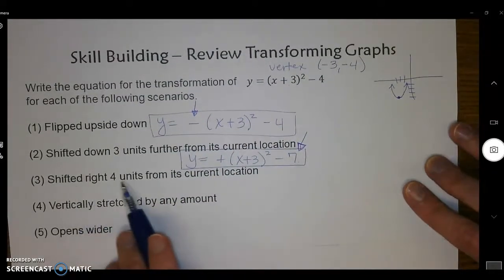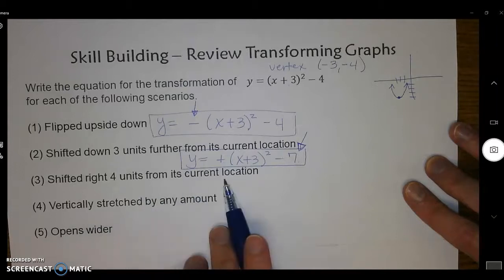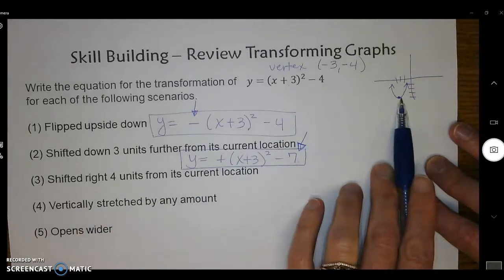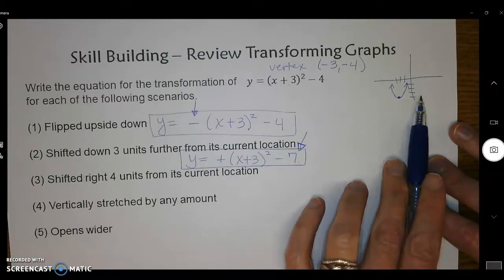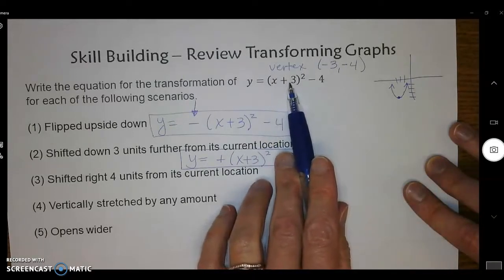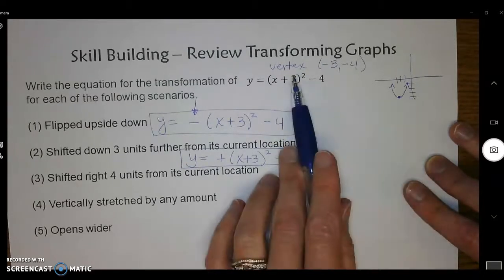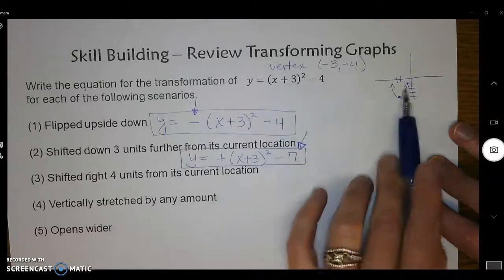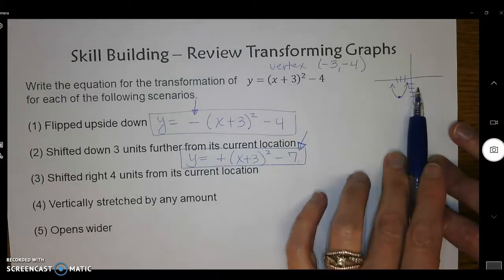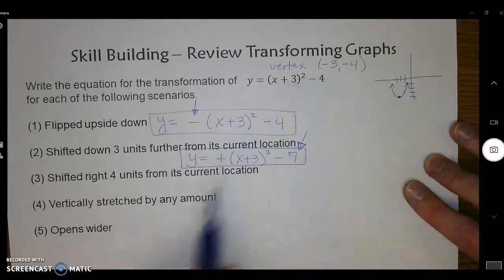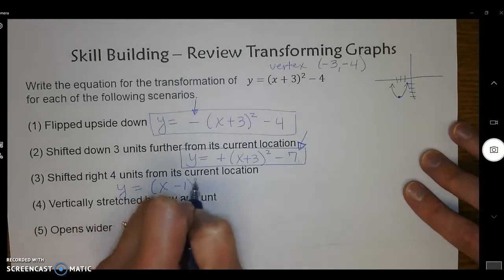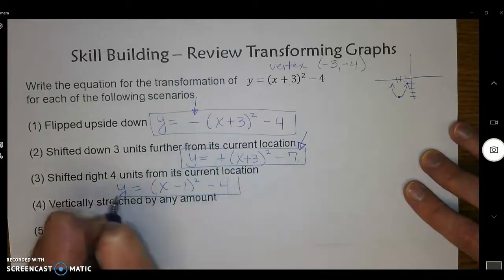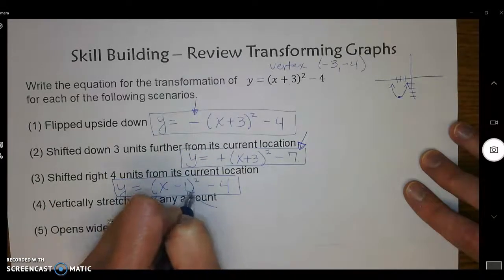The next one, I want to shift right 4 units from its current location. So here I am right here. We need to go right 4 units. So 1, 2, 3, 4. So that means that this right here will be a -4. Recall, it's opposite. Not a -4, a -1. I want to go 4 to the right, and I want to be over here at 1. So this will be -1. So y equals x minus 1 squared minus 4. So we change that guy.